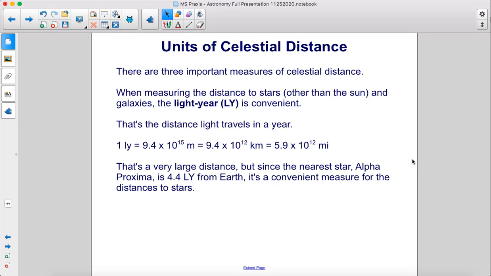1 light year equals 9.4 times 10 to the 15th meters, which is about 5.9 times 10 to the 12th miles. That's a very large distance, but since the nearest star, Alpha Proxima, is 4.4 light years from Earth, it's a convenient measure for the distances to stars.